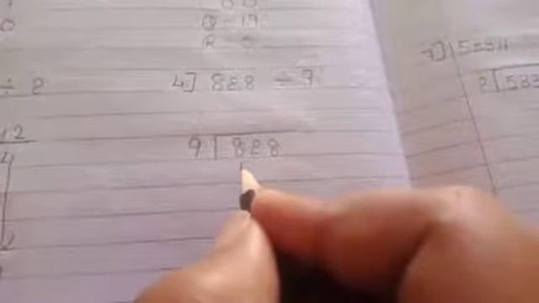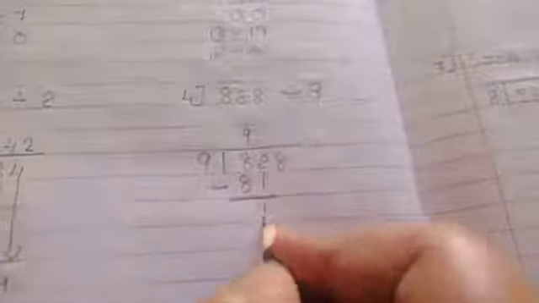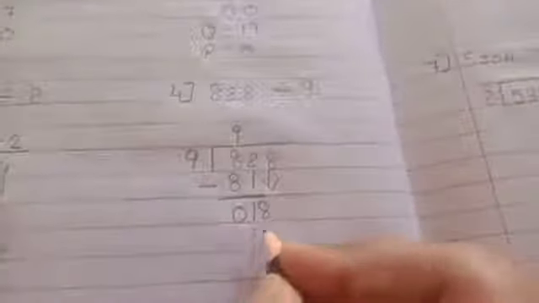Now in 9 table when 82 will come? 9 8s are 72, 9 9s are 81 and 9 10s are 90. 90 is a greater number. So we will take 9 9s are 81. So 2 minus 1 we will get 1, 8 minus 8 is 0. Now this 8 is left, so that we will write down, so it will become 18.